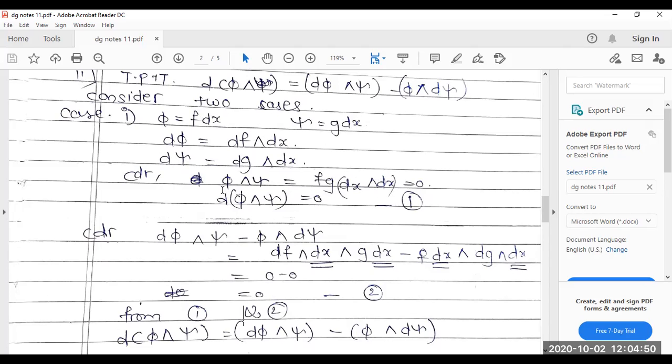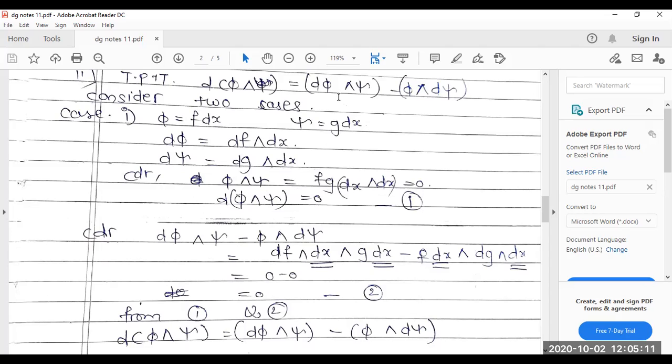Now, what is phi wedge psi? We have got that it is 0. So the derivative of 0 is again 0. If you take any partial derivative, total derivative, exterior derivative, or rather any type of derivative of a zero function, it should be again 0. So we got the expression 1, that is equation 1.